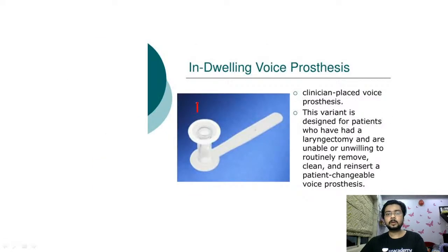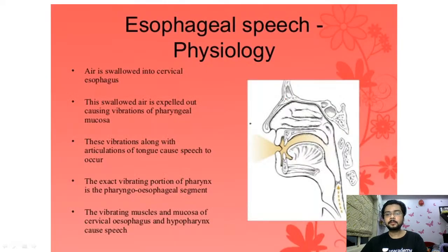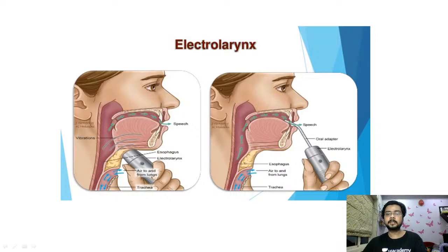So these are all the Blom-Singer prostheses we had discussed in detail in the last session. This is the oesophageal voice. The physiology is swallowed air: whatever the patient has swallowed is expelled out, causing vibrations of the pharyngeal mucosa, and with the help of articulation of the tongue, this causes production of voice.